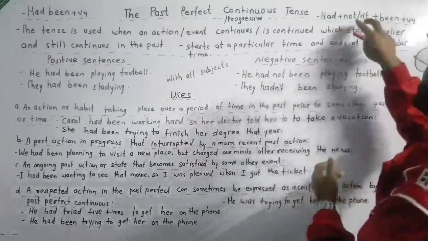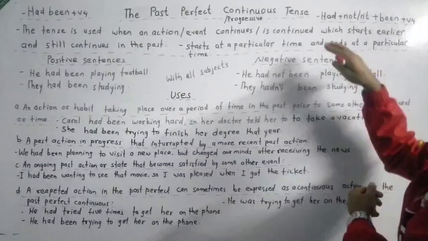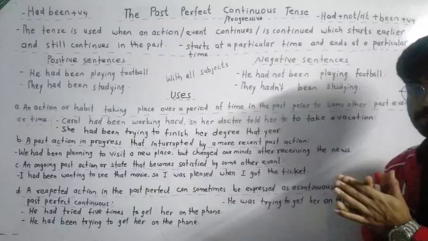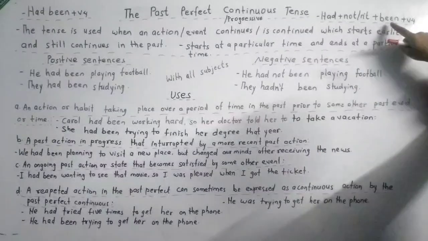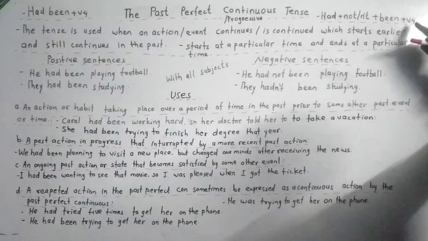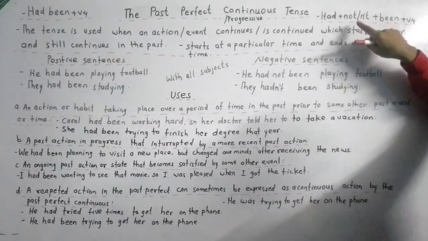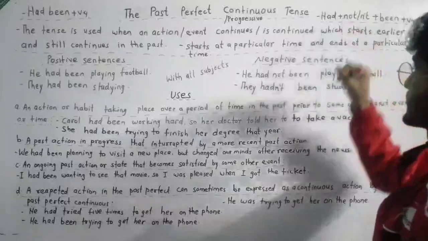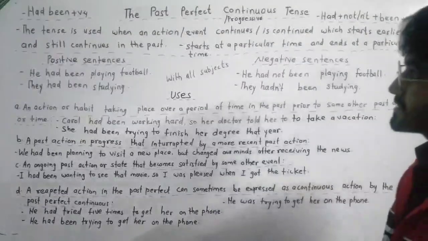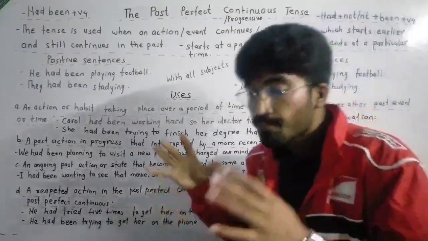I'm going to say these two words after had. After had, then plus been plus the verb form. To make it negative, we just add not or n't after had. After this had, you can see. And let's understand through sentences how to form sentences.